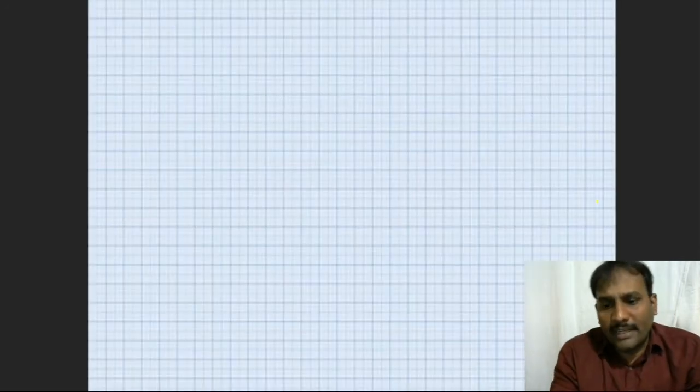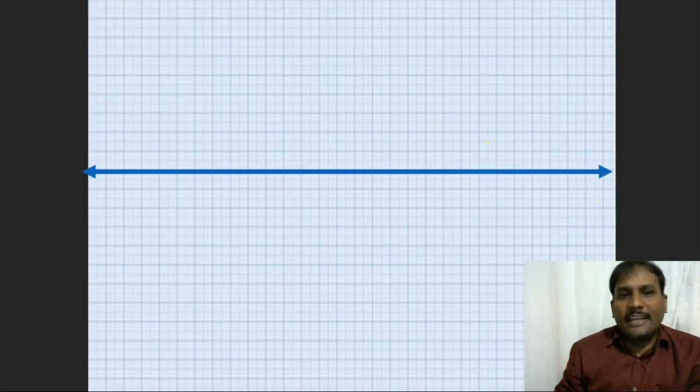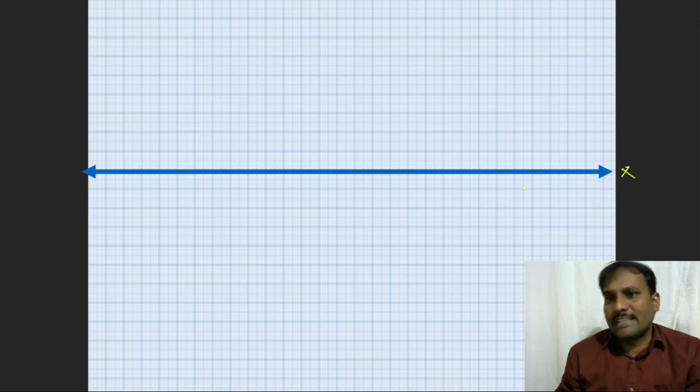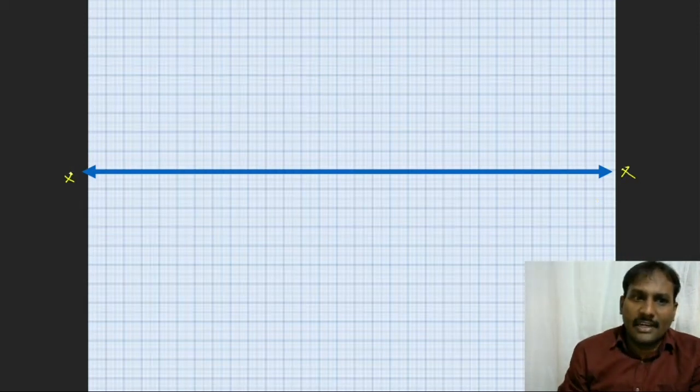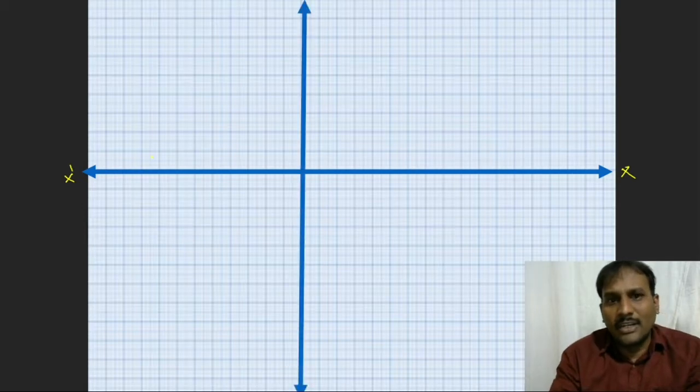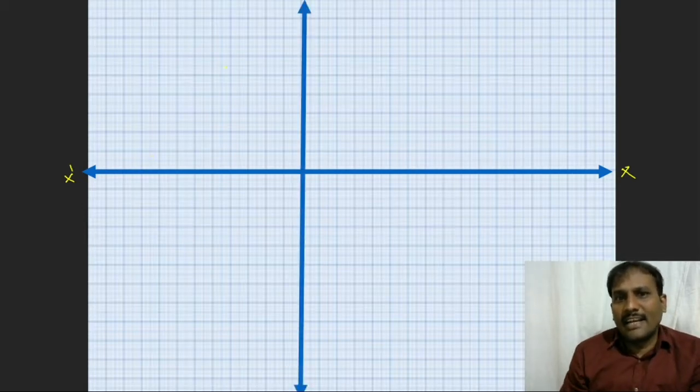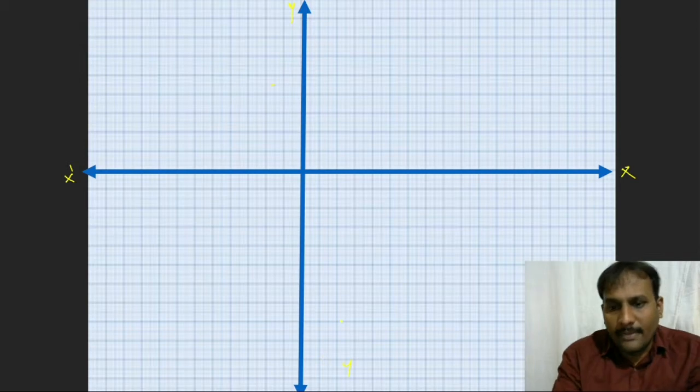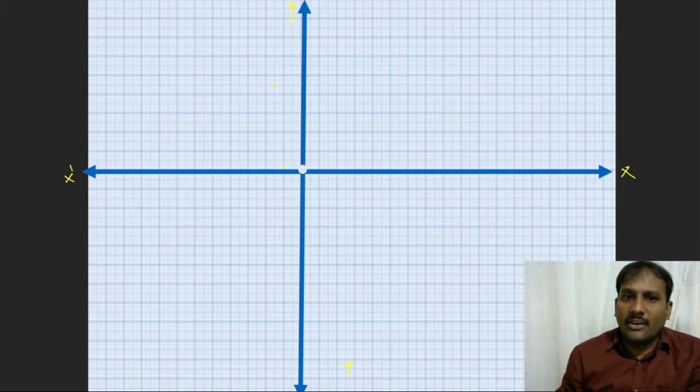So in a plane, the horizontal line is called the x-axis. You can write it as x x dash, and the vertical line is called the y-axis. So this is y, this is y dash. Now these 2 lines meet at a point called the origin. This is called the origin and it is denoted by 0, 0.